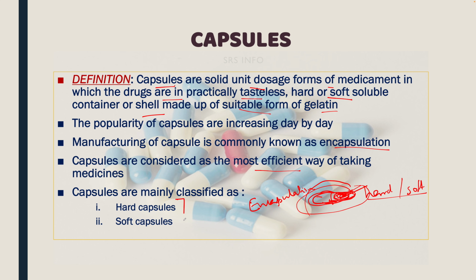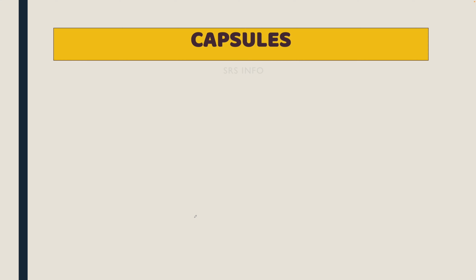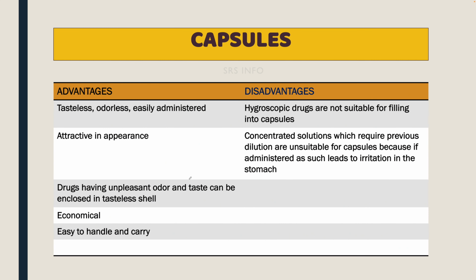And these capsules can be classified into two: hard capsules and soft capsules. We will study both of these in very detail. Before that, let's understand the advantages and disadvantages of capsules. What are the advantages if we take the medicines in the form of capsules?